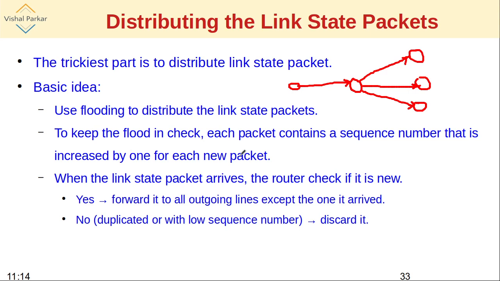Now, due to which the number of packets which are sent onto the network will increase dramatically, and to keep the flood in control, each packet contains a sequence number that is increased one by one for each new packet. Now, when the link state packet arrives, every router will check if it is new. If it is an old packet, it has to be discarded. If it is a new packet, it will forward it to all the outgoing lines except the one on which it has arrived.